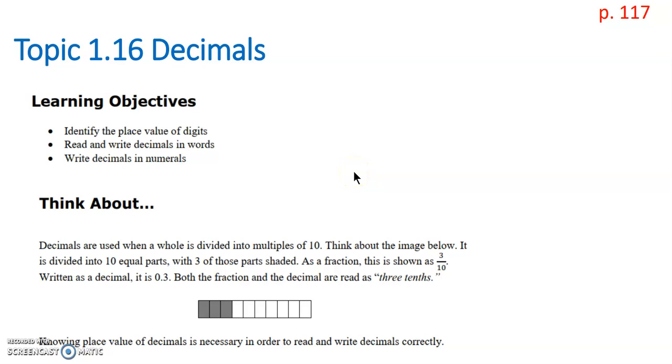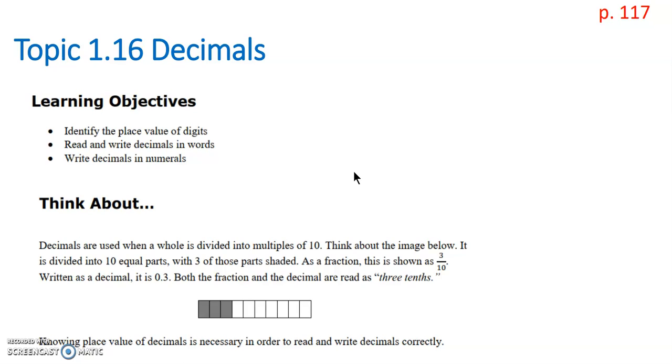Topic 1.16, decimals. We're going to learn the place value of digits. We're going to read and write decimals in words, and we're going to write decimals in numbers. So when we think about decimals, we divide into multiples of 10, and if you see the picture below, 3 of these parts are shaded.